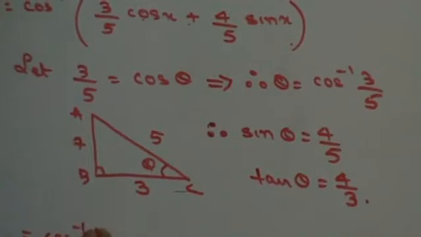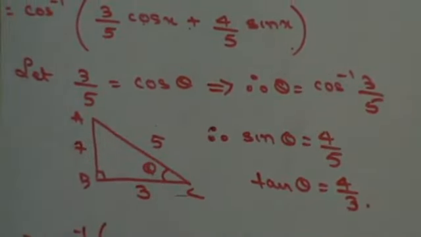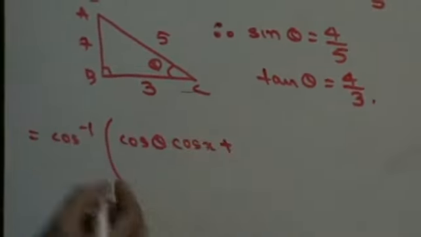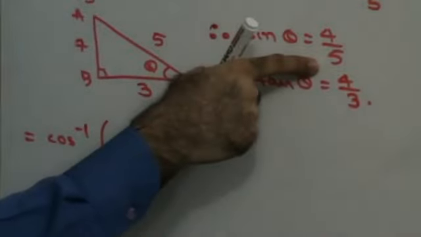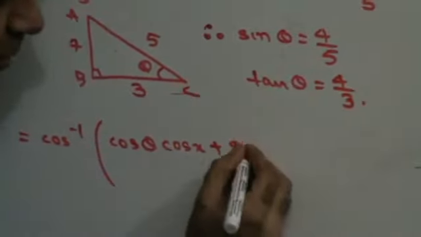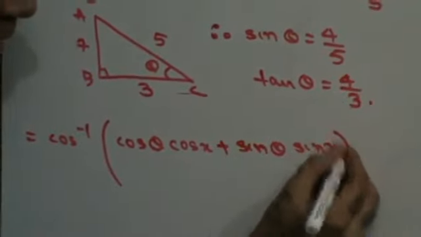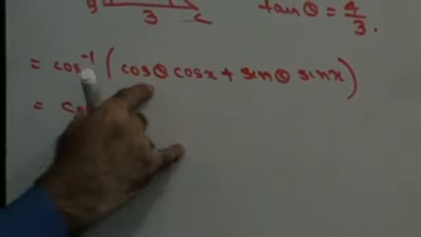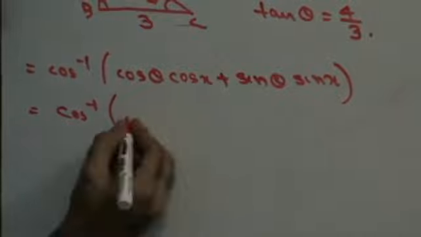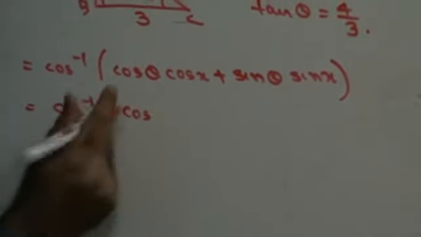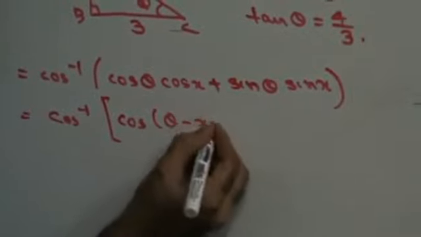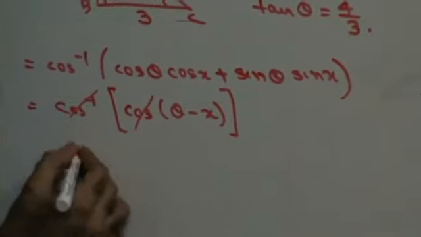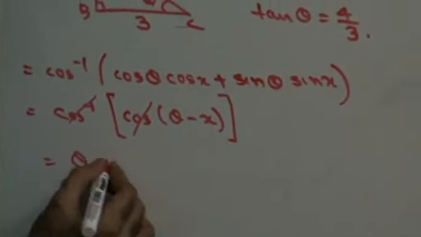Now let's continue with our sum. We had cos inverse of 3 upon 5 cos x plus 4 upon 5 sin x. 3 upon 5 we've assumed as cos theta, and 4 upon 5 we just found out is sin theta. I can use the addition formula here. Cos A cos B plus sin A sin B is nothing but cos of A minus B, so cos theta cos x plus sin theta sin x is cos of theta minus x. Cos inverse and cos get cancelled. This is equal to theta minus x.